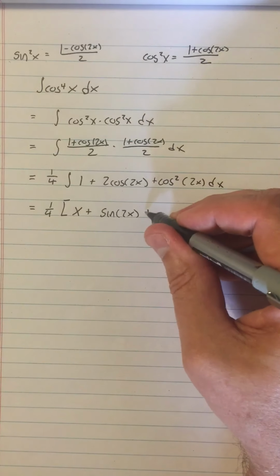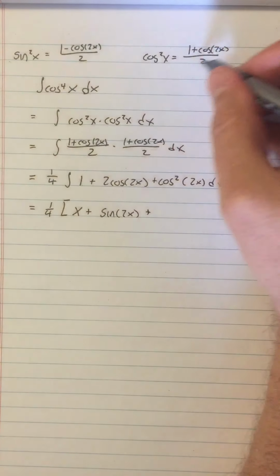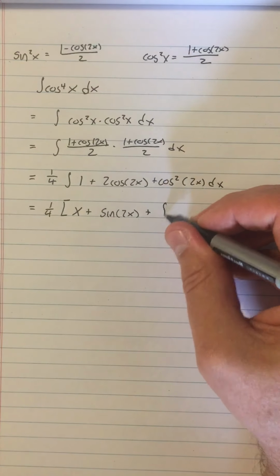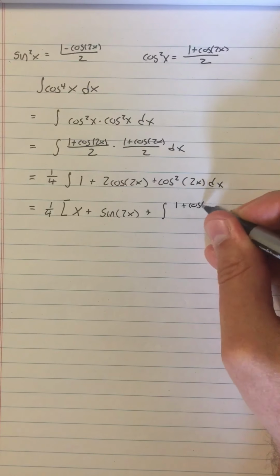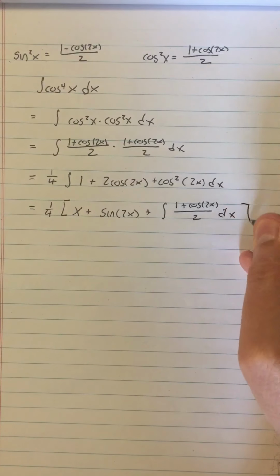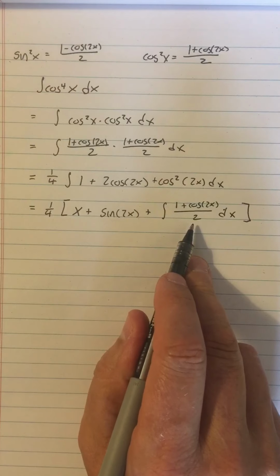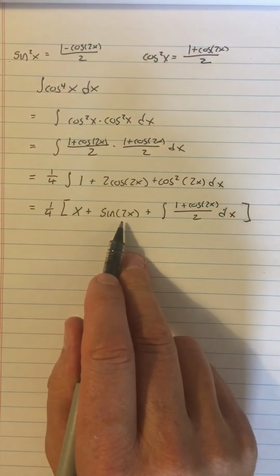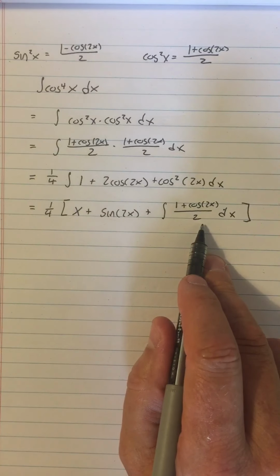And then plus, now this cosine squared of 2x, I'm going to replace with this formula again. So I'm going to have the integral of (1 plus cosine of 2x) over 2 dx. I'm not putting a plus c yet because I still have an integral. The plus c is tied up in this integral. I've done this part of the integral and this part, but this part I haven't done that integral. I'm just rewriting the inside.